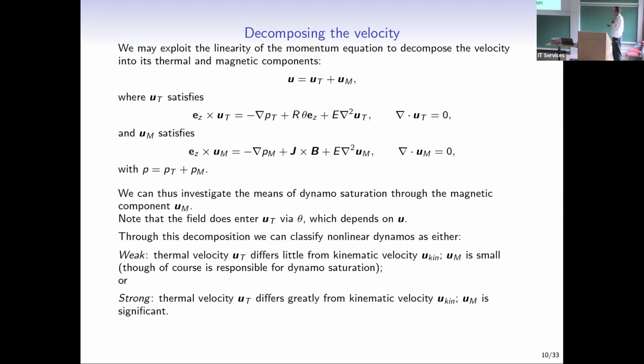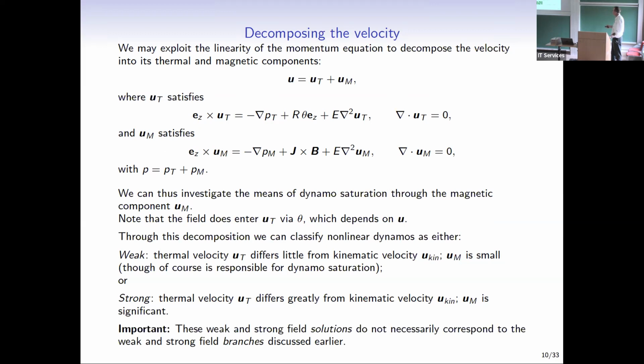Now, Rob was talking about this yesterday. This weak field dynamo does not necessarily mean that it's on the weak field branch in that plot I showed from Roberts. This, I believe, is what Rob called not a strong field dynamo. But for the purposes of this talk, I'm calling a weak field dynamo one where the flow is not changed significantly by the saturated field, and a strong field dynamo one in which it is.